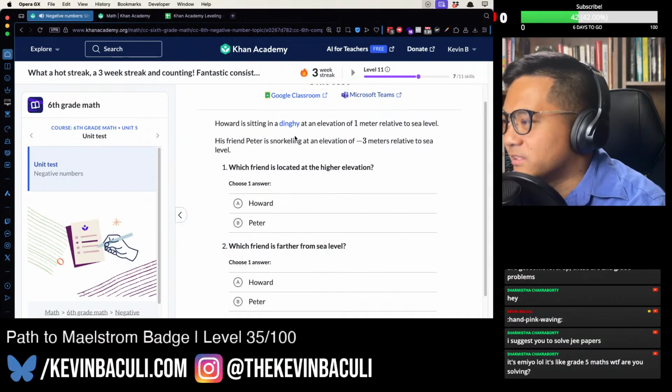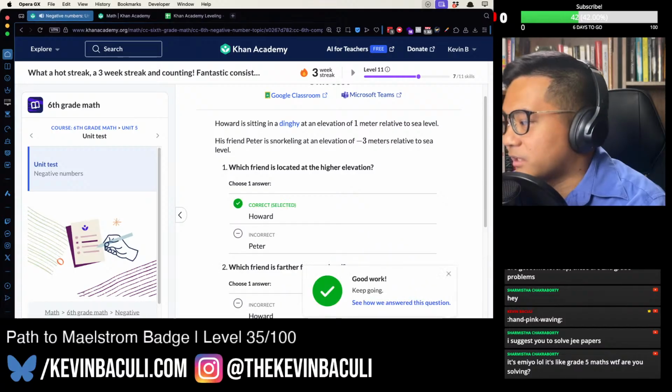Howard is sitting in a dinghy at an elevation of 1 meter relative to sea level. His friend Peter is snorkeling at an elevation of -3 meters. It's pretty deep relative to sea level. Which friend is located at the higher elevation? Howard. Which friend is far from sea level? Peter. Dang, I gotta do that again.